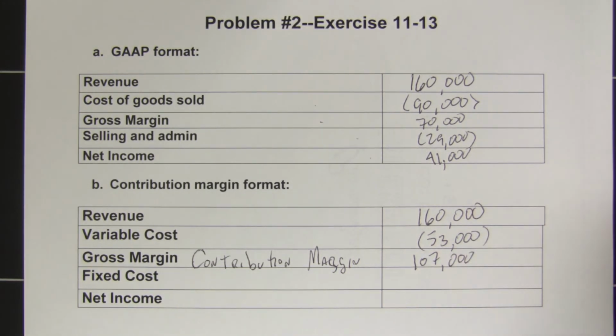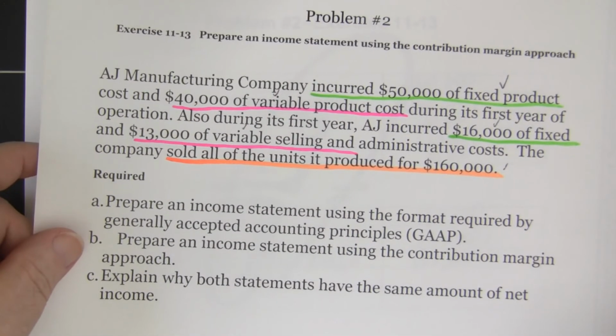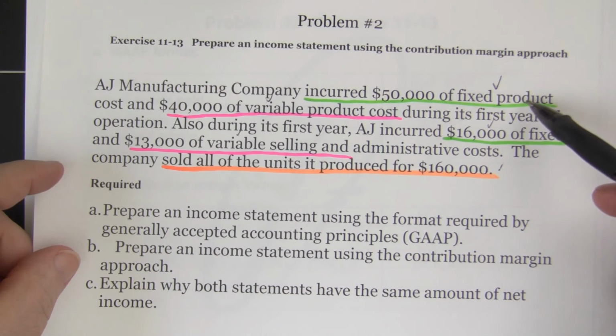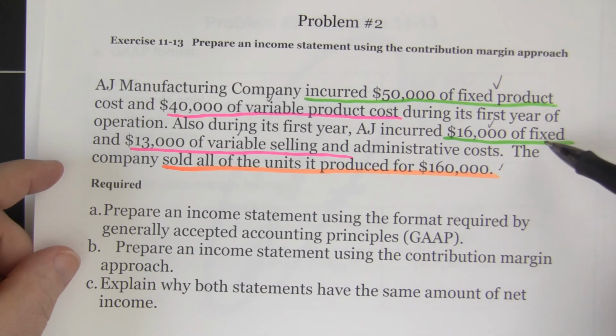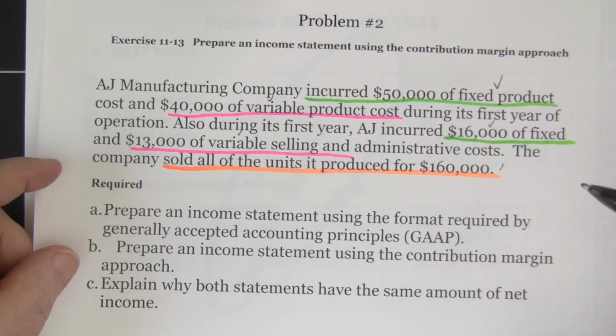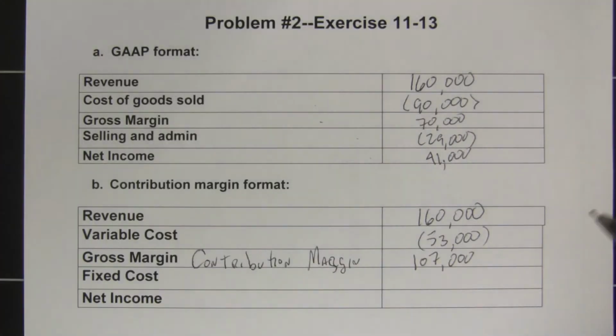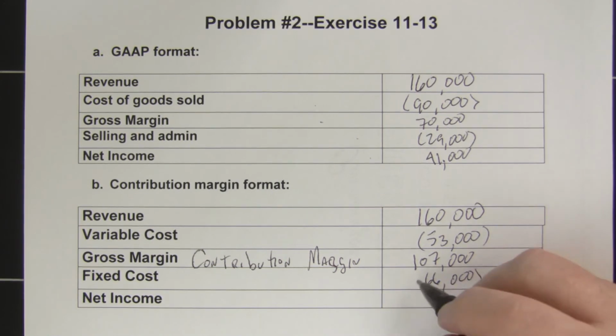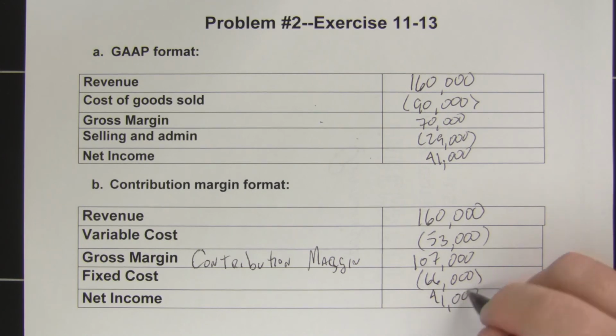And by definition, a contribution margin are those funds that are available to pay fixed costs. Our fixed costs, they're the ones that I underlined in green. $50,000 fixed product cost and $16,000 fixed selling and general administrative. That's $66,000. And our net income is $41,000.